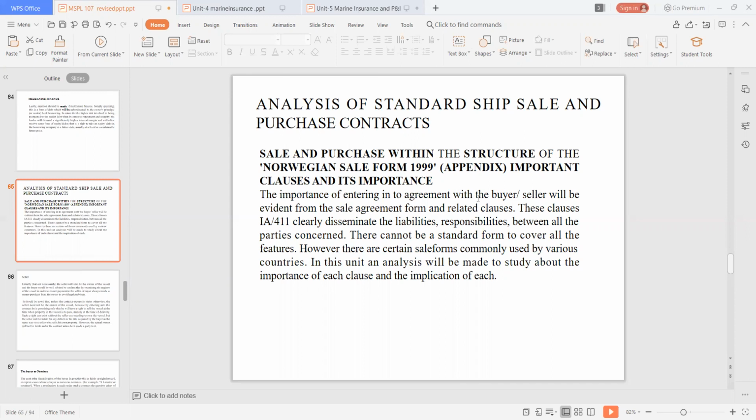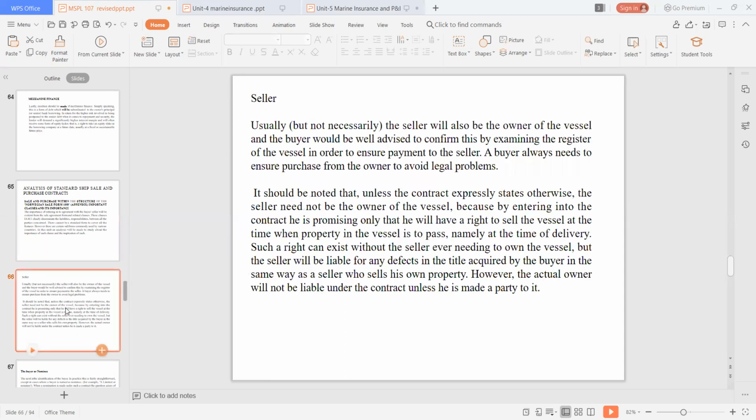The importance of entering into agreement with the buyer and seller will be evident from the sale agreement form and related clauses. First is the seller. Usually, the seller will also be the owner of the vessel, but this is not necessarily mentioned. The buyer would be well advised to confirm this by examining the register of the vessel in order to ensure the payment to the seller. A buyer always needs to ensure purchase from the owner to avoid legal problems.